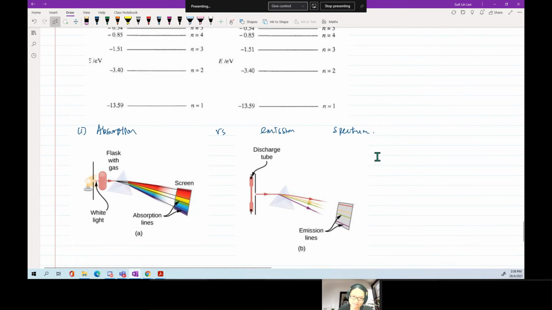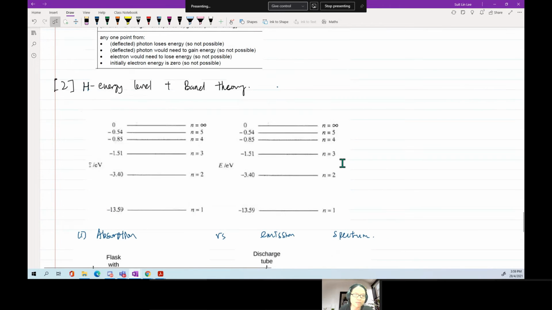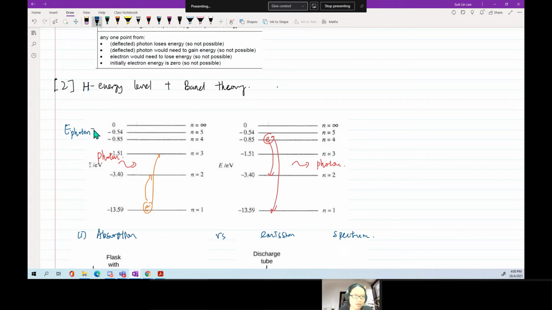So when an electron absorbs energy, it jumps up into a higher energy level. And then emission is when it is already at a high energy level, comes down, and emits a photon. I absorb a photon. Important equation that we will use as usual is energy of photon equals hc over lambda.